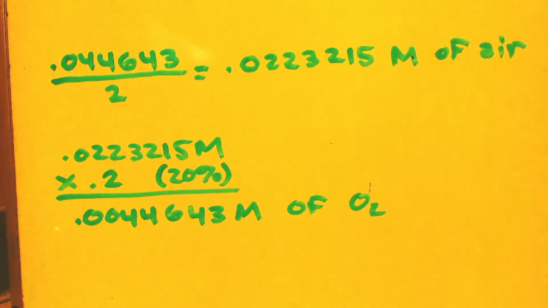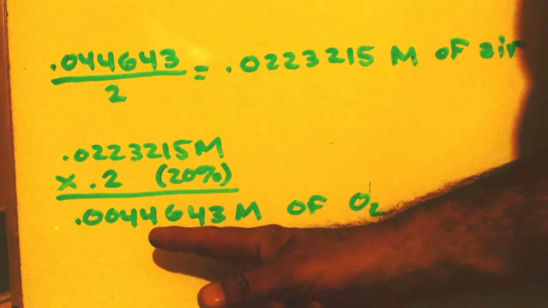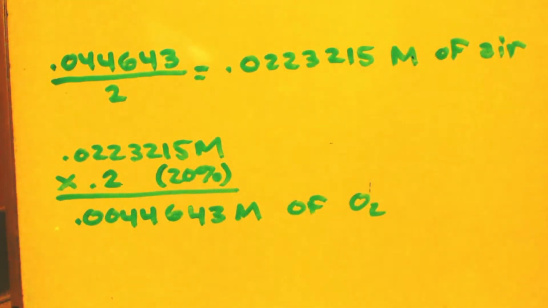0.004, 4,000ths of a mole. That's like nothing. What's the point in even trying to get that out of there? Who cares if that's there? In my mind, that's nothing. 0.004 moles? Come on, man.